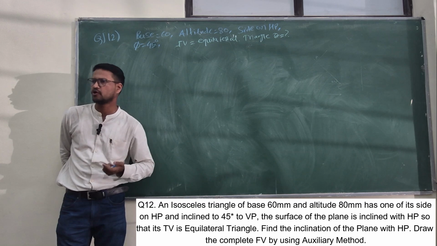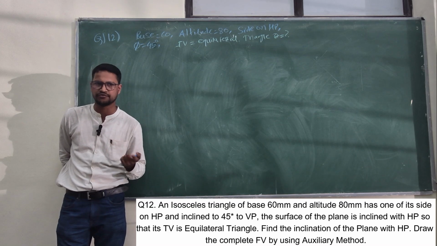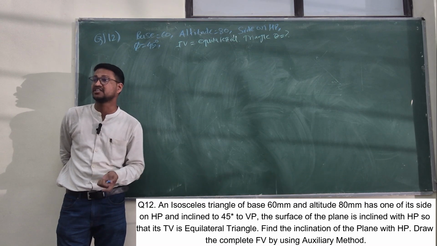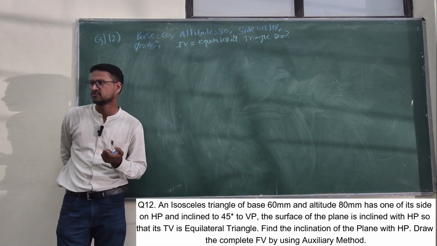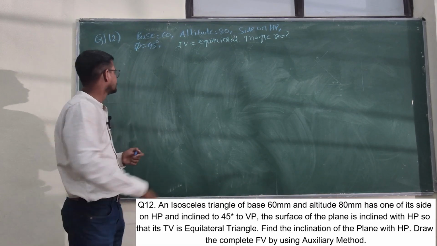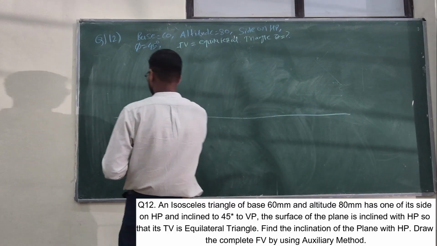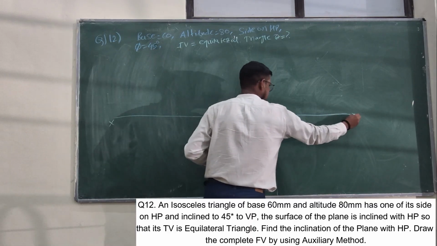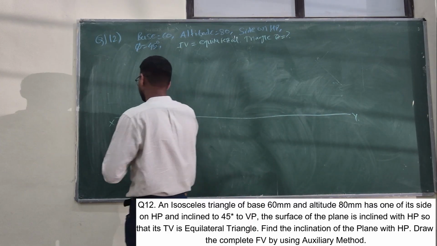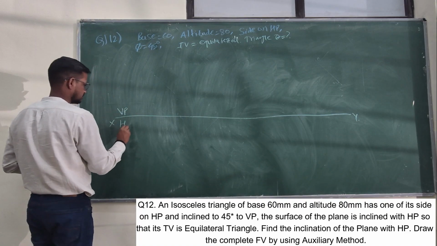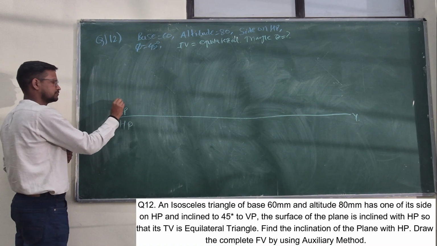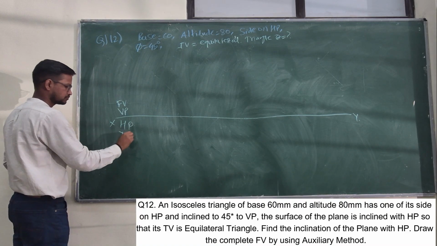If the true shape does not occur on the front view, top view, or side view, then we are dealing with another view. That view is known as an auxiliary view. Now when I start the solution of question number 12, I will initially draw a reference line, that is nothing but the XY line. So here is a vertical plane, here is a horizontal plane. So here is a front view, here is a top view.